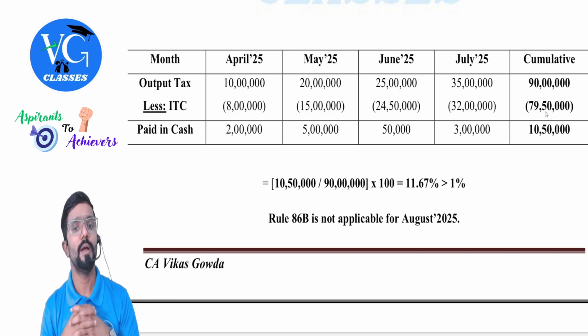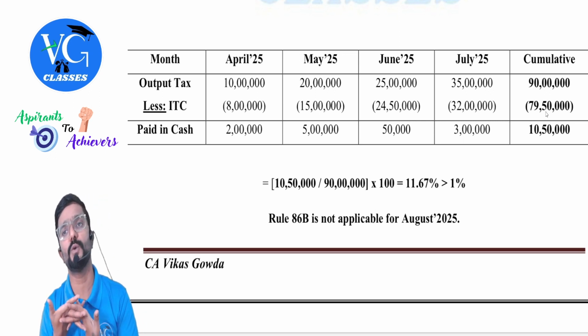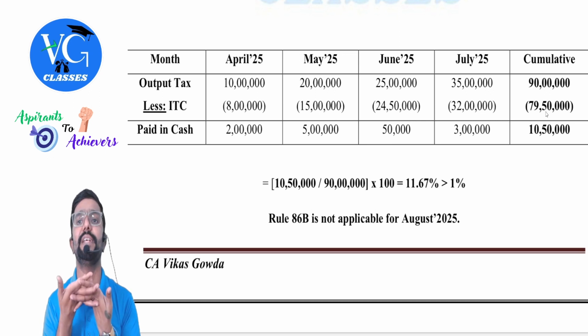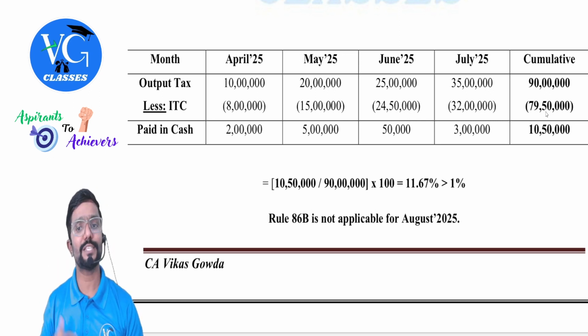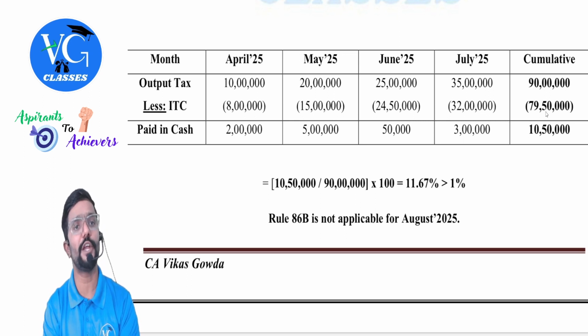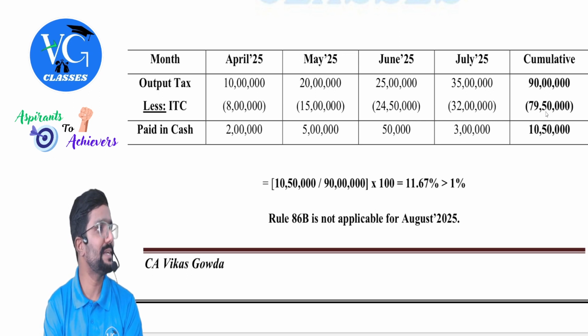Okay, coming to June, my output tax was 25 lakh. I had a credit of only 24 lakh 50,000. Remaining 50,000, I paid it in cash. Now in July, I had an output tax of 35 lakh. I had a credit of 32 lakh, used it fully. Remaining 3 lakh, I paid it in cash.